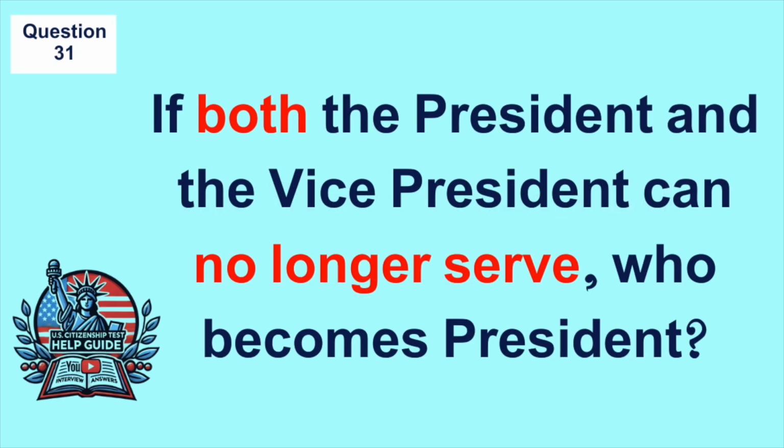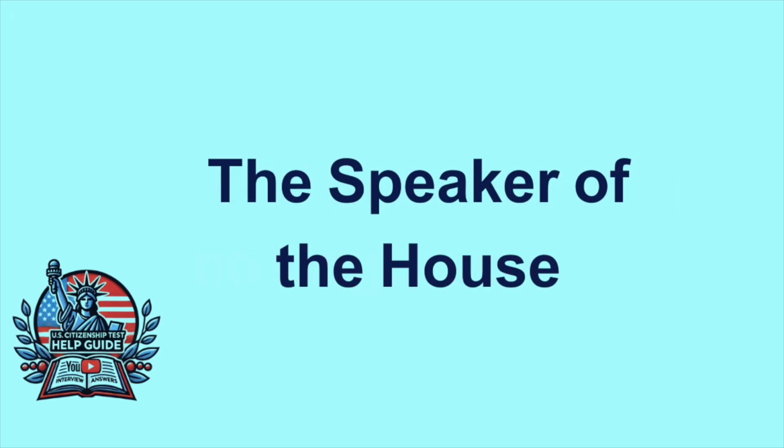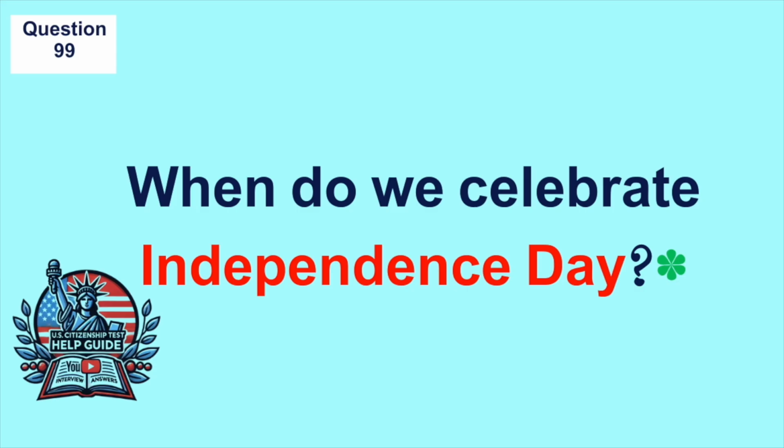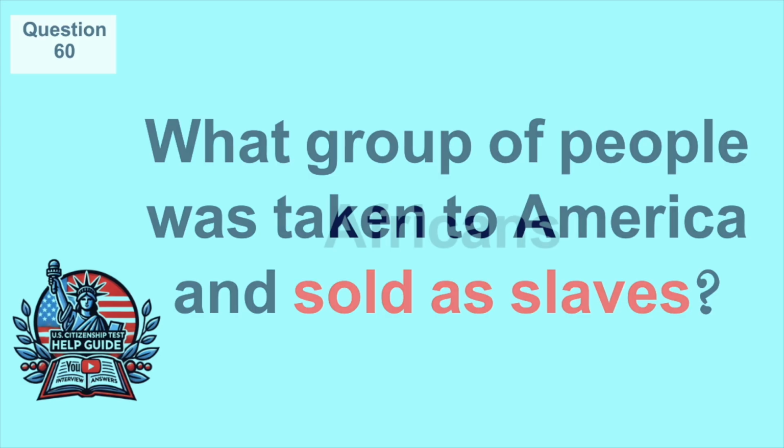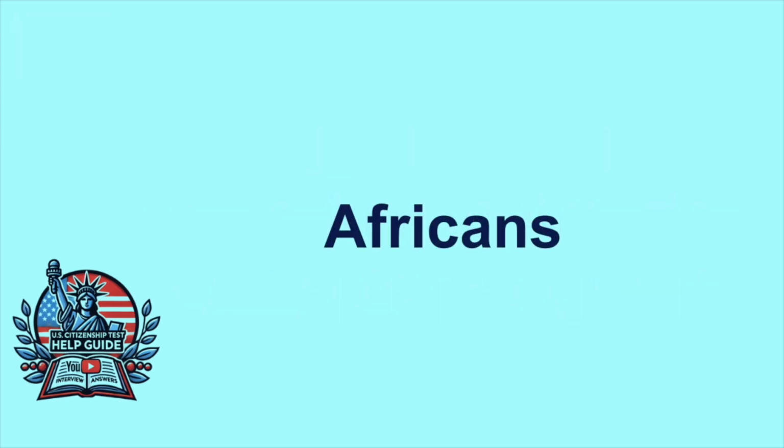If both the president and the vice president can no longer serve, who becomes president? The Speaker of the House. When do we celebrate Independence Day? July 4. What group of people was taken to America and sold as slaves? Africans.